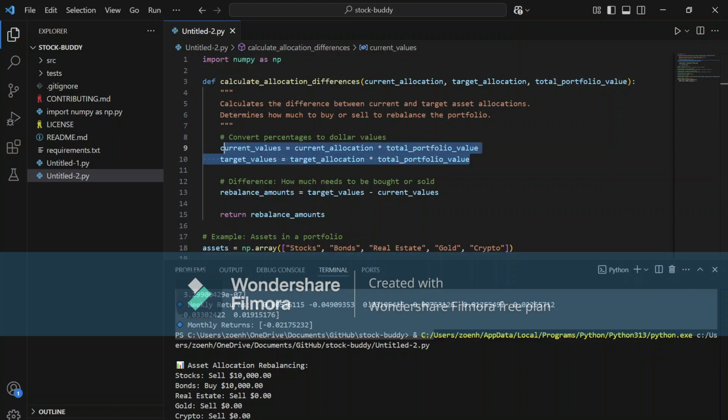The next step, we want to convert percentages to actual money. So the current values is equal to the current allocation times the portfolio value. This converts percentages into real money, and the equation below does the same for target percentages.